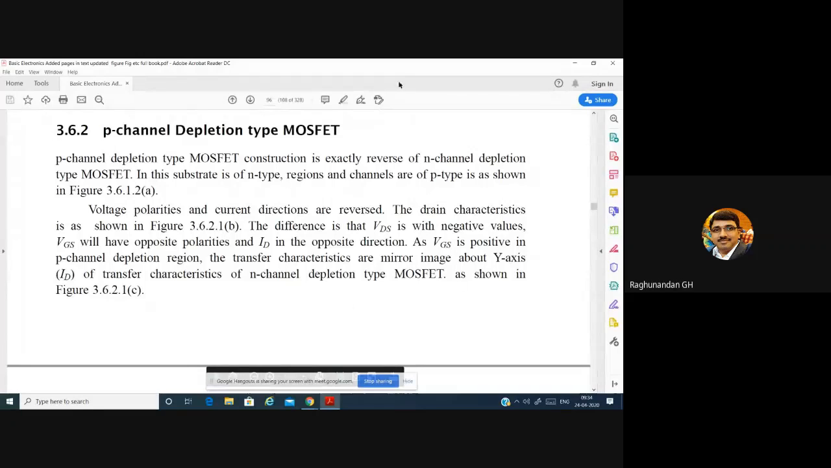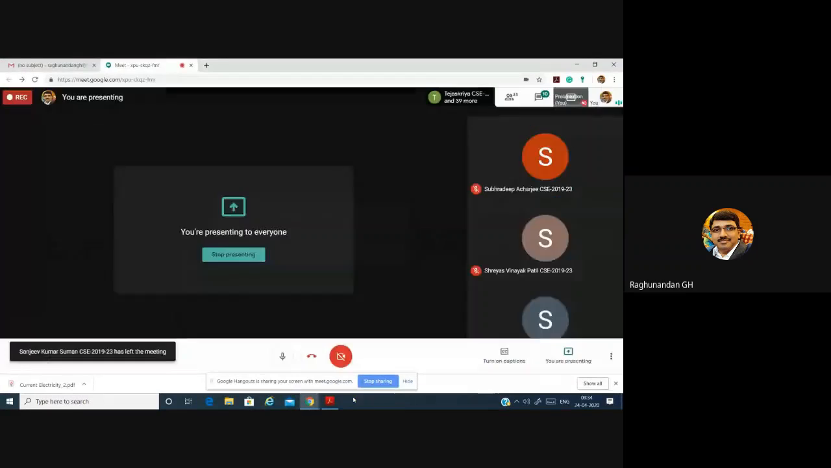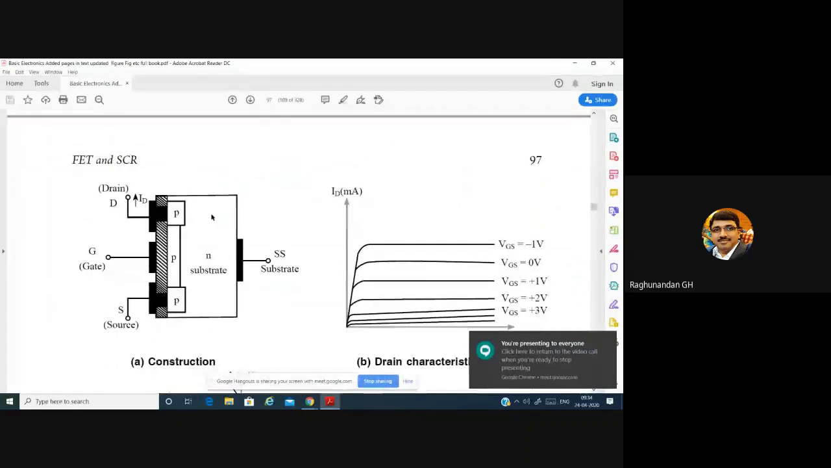Today we'll discuss the p-channel depletion type MOSFET, that is the D MOSFET, considering p-channel. The construction and the working of the p-channel depletion MOSFET is similar to the n-channel MOSFET, but it is just the complement of the n-channel MOSFET whatever we have studied. So there we had n-channel, here we are having p-channel. So let us see the diagram.